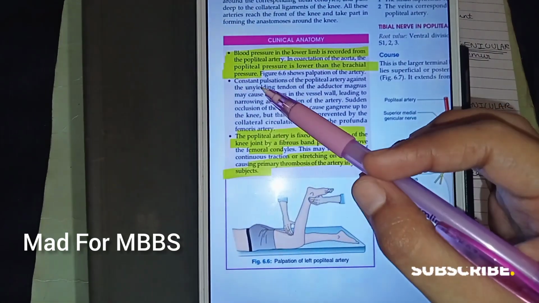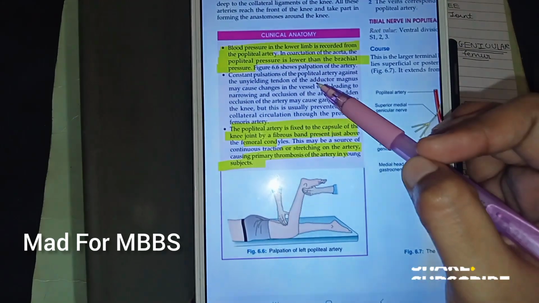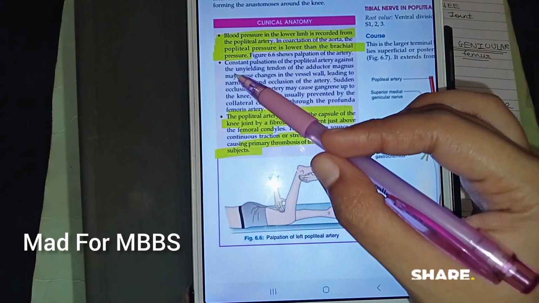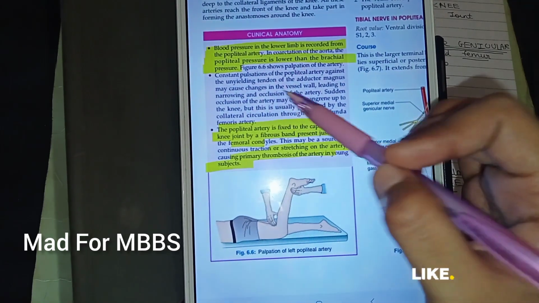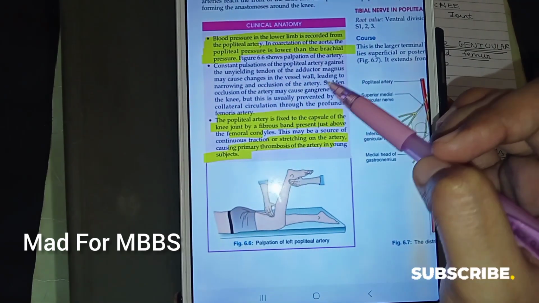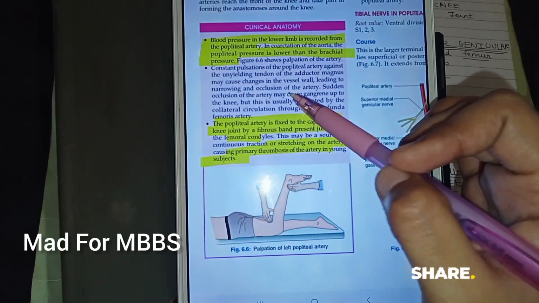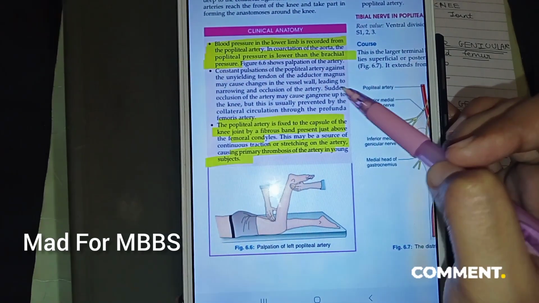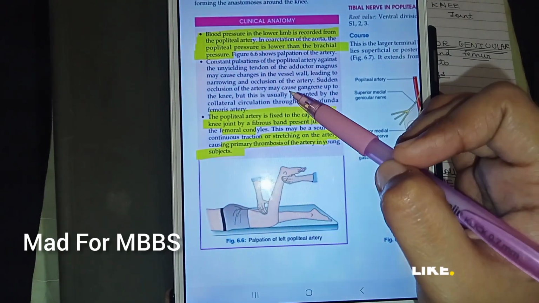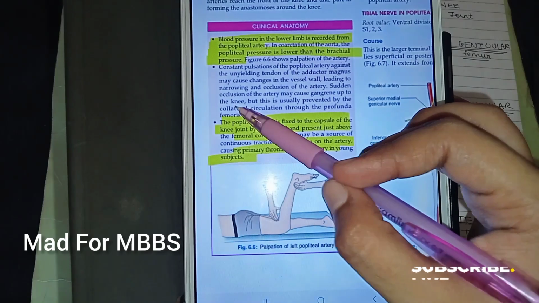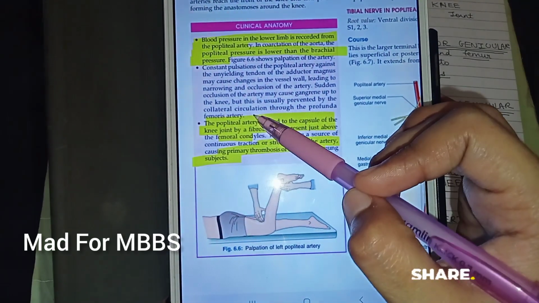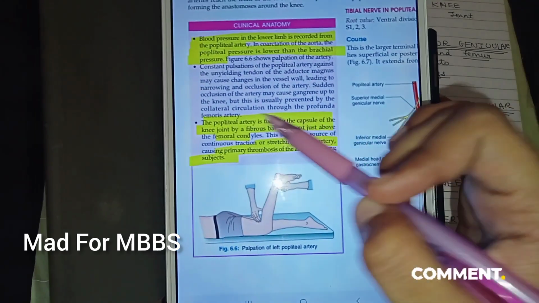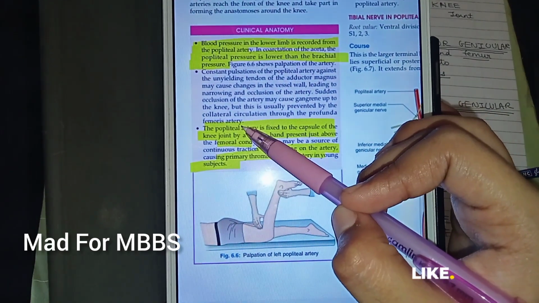Second point, constant pulsations of the popliteal artery against the unyielding tendon of the adductor magnus may cause changes in the vessel wall, leading to narrowing and occlusion of the artery. Sudden occlusion of the artery may cause gangrene up to the knee, but this is usually prevented by the collateral circulation through the profunda femoris artery.